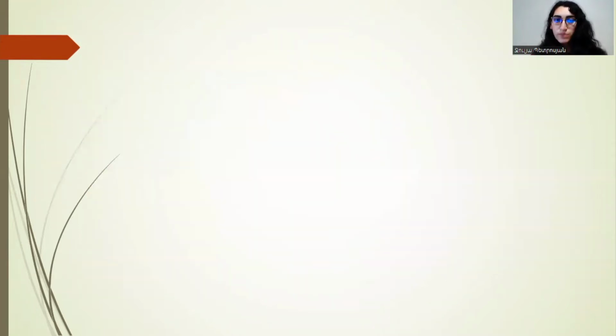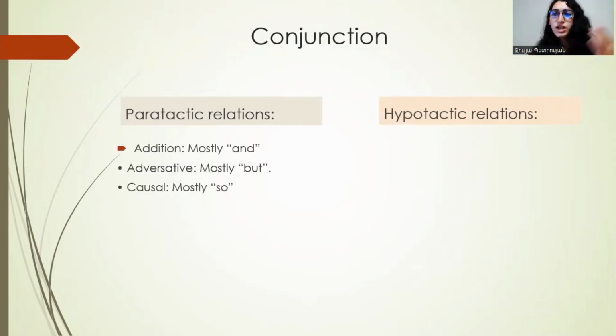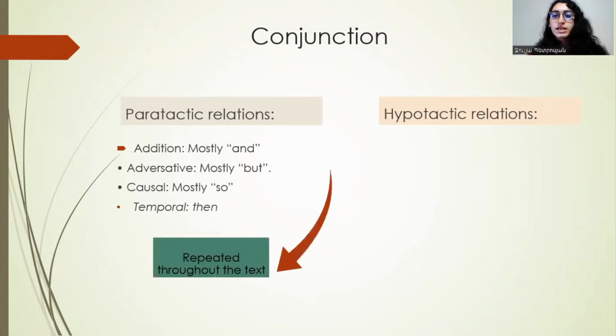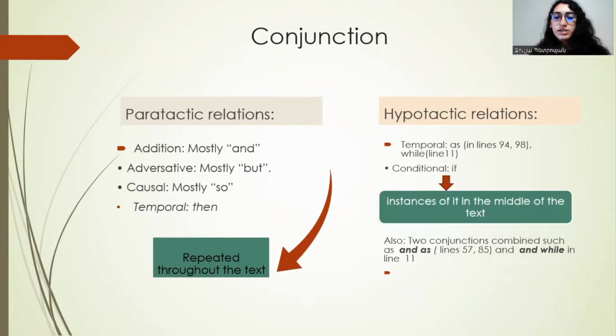to avoid repetition. So moving to the last part of grammatical cohesion, which is the conjunction part, I have found both paratactic and hypotactic conjunctions. In the case of paratactic conjunctions, they are repeated throughout the text. In the case of hypotactic conjunctions, we can mention some positioning of hypotactic conjunctions such as if, and I also found some examples of conjunctions combined.